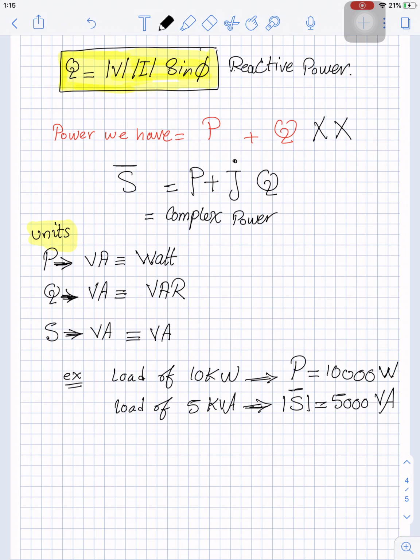Okay? Clear up to this point? So this is the third equation we have for the complex power.